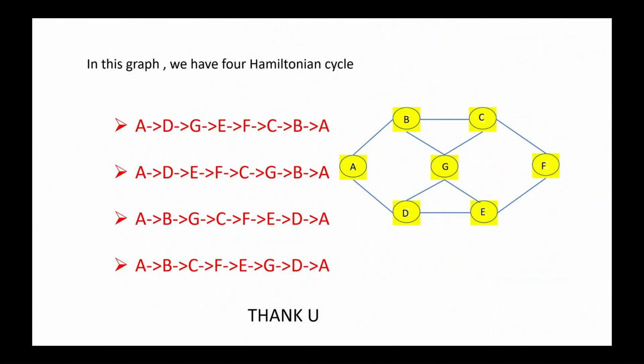In this graph, we have four Hamiltonian cycles given below. When we observe all four Hamiltonian cycles, they start with A and end with A, so it seems to be cyclic. These are all the possible Hamiltonian cycles for the given graph using backtracking.